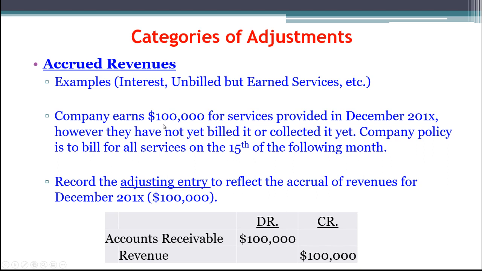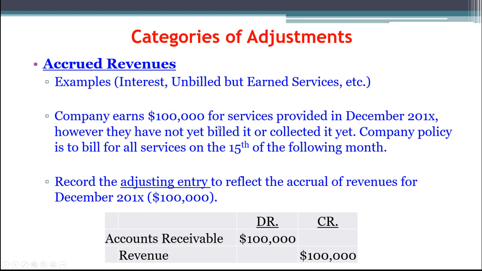Now, if they had billed for it, by the way, the entry would be this same entry as the adjusting entry. We would debit accounts receivable to reflect the asset that we are entitled to for $100,000. We'd credit revenue to show that we've earned $100,000 of revenue. But the point here is we haven't even billed for it. If we billed for it, there's no need for an adjusting entry. But in this case, we haven't billed for it yet.